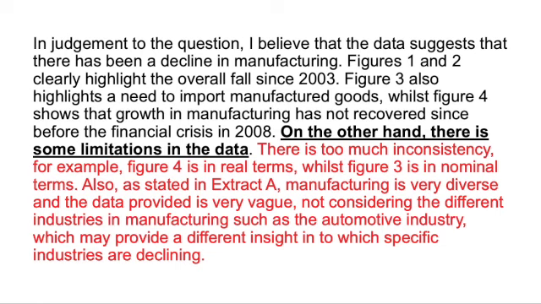On the other hand, there is some limitations in the data. So I've actually used the words from the mark scheme as well, and I'm telling the examiner that I'm pretty much trying to tick all the boxes in terms of what the examiner's after. So there's too much inconsistency. I've already mentioned one inconsistency in my last paragraph, but I'm also going to mention another one here. Figure 4 is in real terms, whilst Figure 3 is in nominal terms, so that lacks consistency. Also, as stated in Extract A, manufacturing is very diverse and the data provided is very vague. It's not considering the different industries in manufacturing, such as the automotive industry, which may provide a different insight into which specific industries are declining.